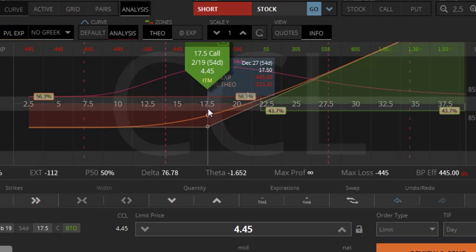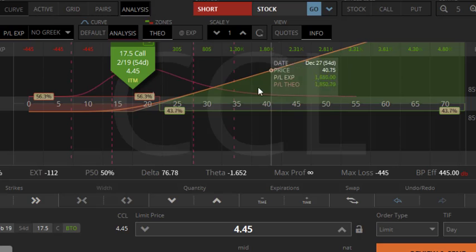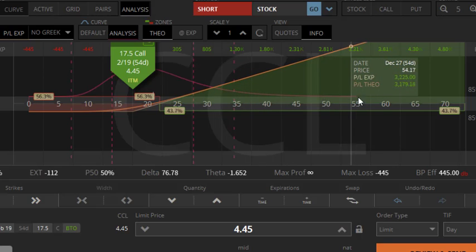And it's right here at $17.50. And I need the stock to rally all the way to $21.92 before I start making a profit at expiration, which is just the sum of that $17.50 plus $4.45. But if I zoom out here, you can see the theoretical upside is infinite.